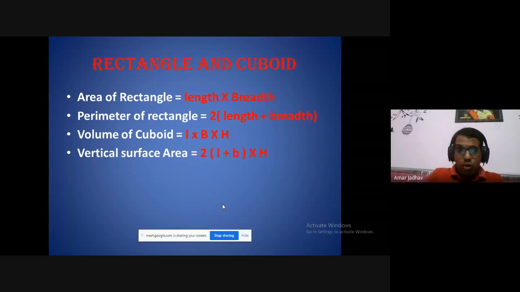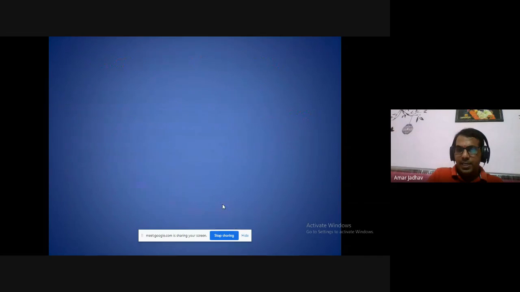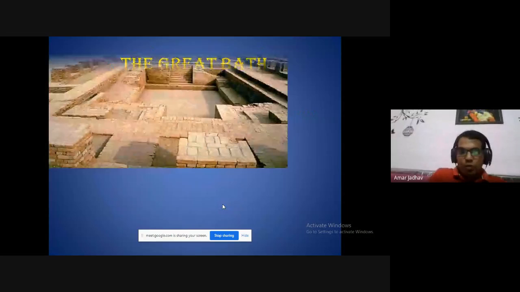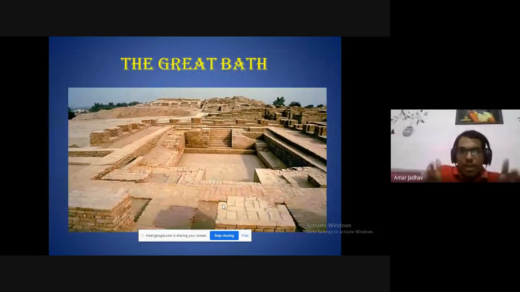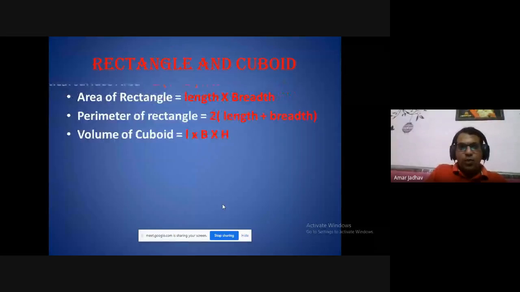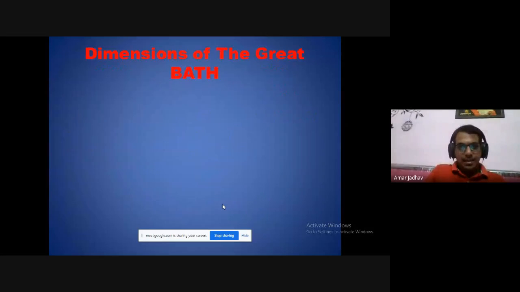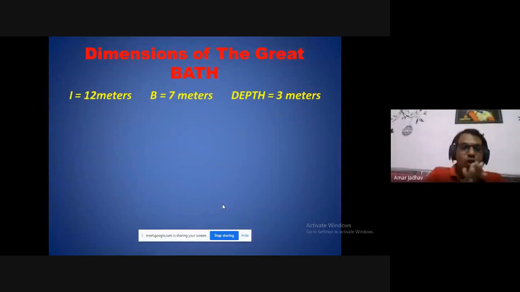Get ready. It's going to be a quiz round again. Now, guys, you have to find these 4 things for me. I'm going to give you the dimensions of this great bath. If you see this great bath again, its actual shape is a cuboid. Not a perfect cuboid, but it's a cuboid, so we are going to deal with it. The length is 12 meter, breadth is 7 meter, and the depth, meaning height, is 3 meter.